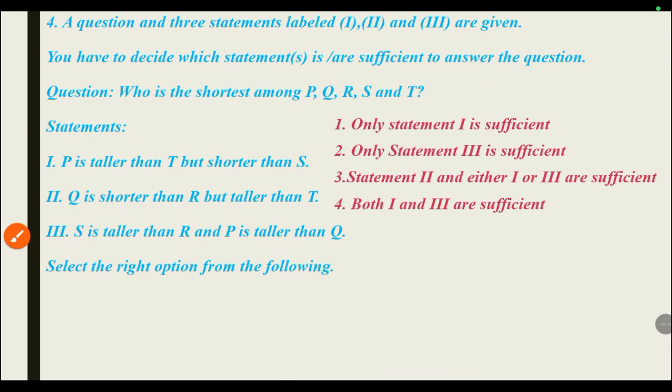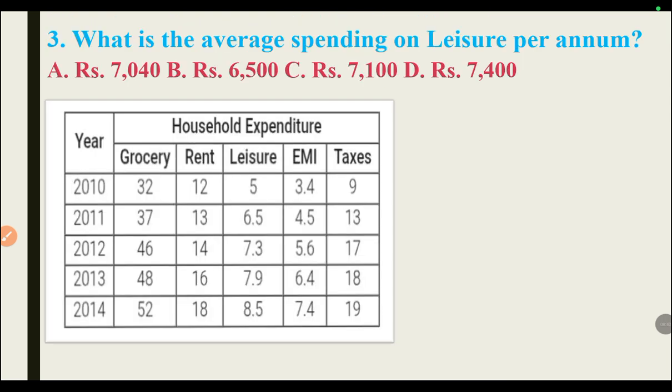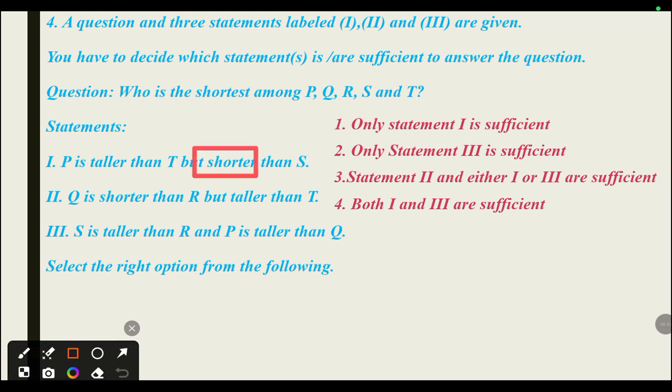Next, we are moving towards the fourth question. This is actually a data sufficiency question. Here I'll tell you the tricks how to do this question. Even till now I have told so many tricks to actually answer the question. And here the fourth one has a question and three statements labeled 1, 2, 3. Next you have to decide which statement is sufficient to answer the question.